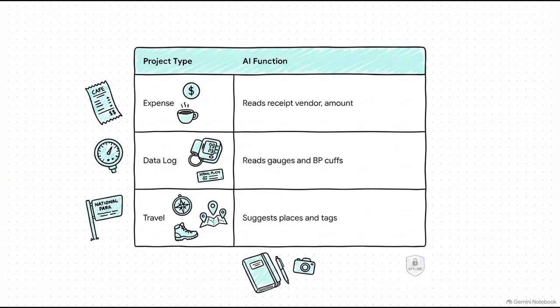When you do tap Assist, the AI basically acts as a custom assistant tailored specifically for the exact job you are doing. So on an expense project, it'll look at a receipt photo and extract the vendor, the amount, and the currency. On a data log, it reads gauges, serial plates, or even the digital numbers straight off a blood pressure cuff. For travel, it suggests relevant place names and tags. It even reads your specific project notes. So if you casually mention you're at a specific national park with a client, the AI actually knows that context and won't just invent random people or places.